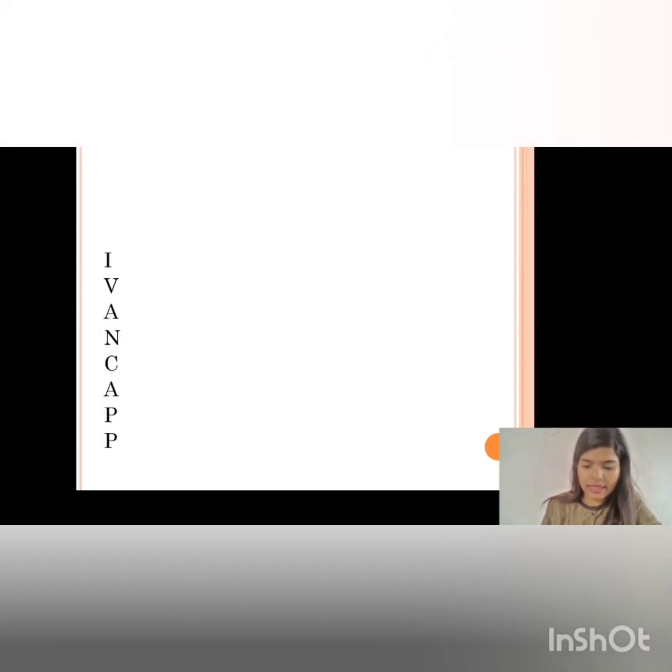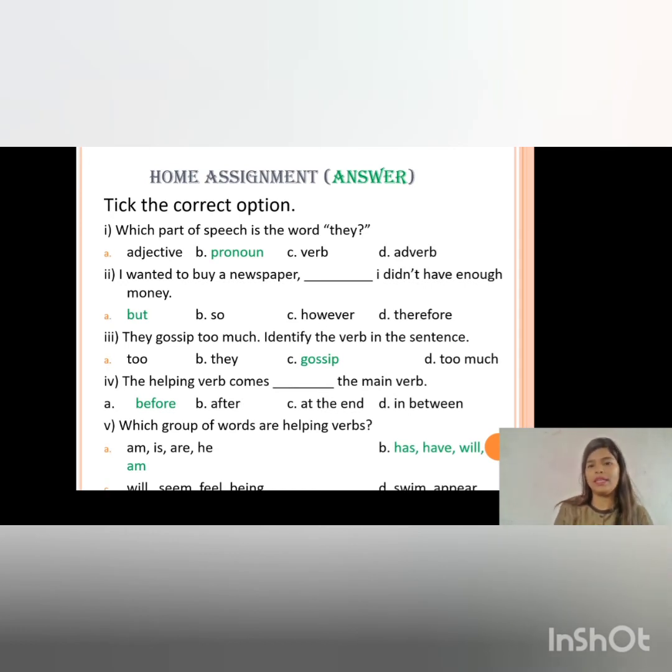Now it's done, and it was clearly mentioned in the last class that we will definitely go through the answers of the assignment which I gave you in the previous class. Talking about the correct answers: which part of speech is the word they? It's a pronoun, because it's always used in the place of a noun. At the place of people or a group we have used they, and that's why it's a pronoun, replacing a noun. I wanted to buy a newspaper dash, I didn't have enough money. Here the correct answer is but.